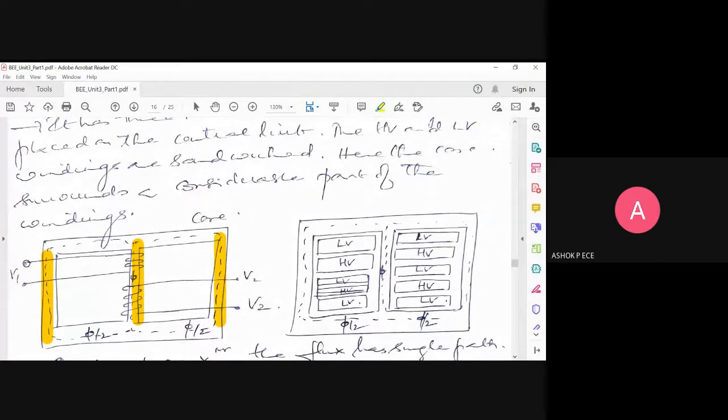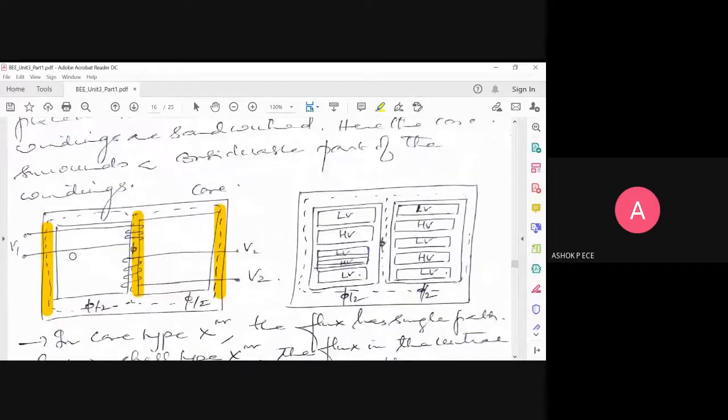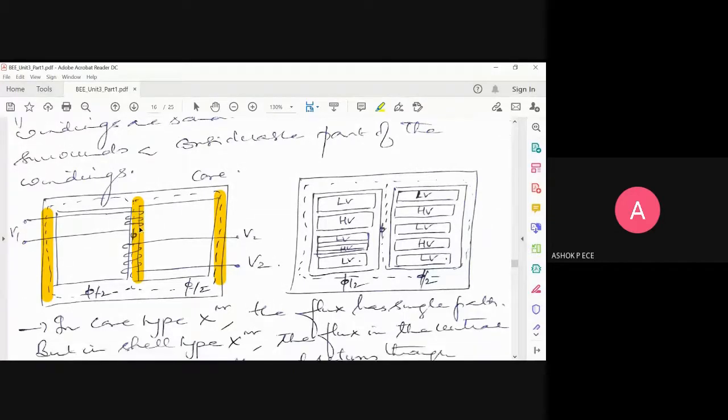V1 should definitely be the primary, because I told you suffix 1 is primary and suffix 2 is secondary, right? So both the windings are placed on the central limb, and the other limbs are going to surround a considerable portion of your winding. Both the windings are present on a single limb only, so the other two limbs are going to be relatively free. They don't have any windings.